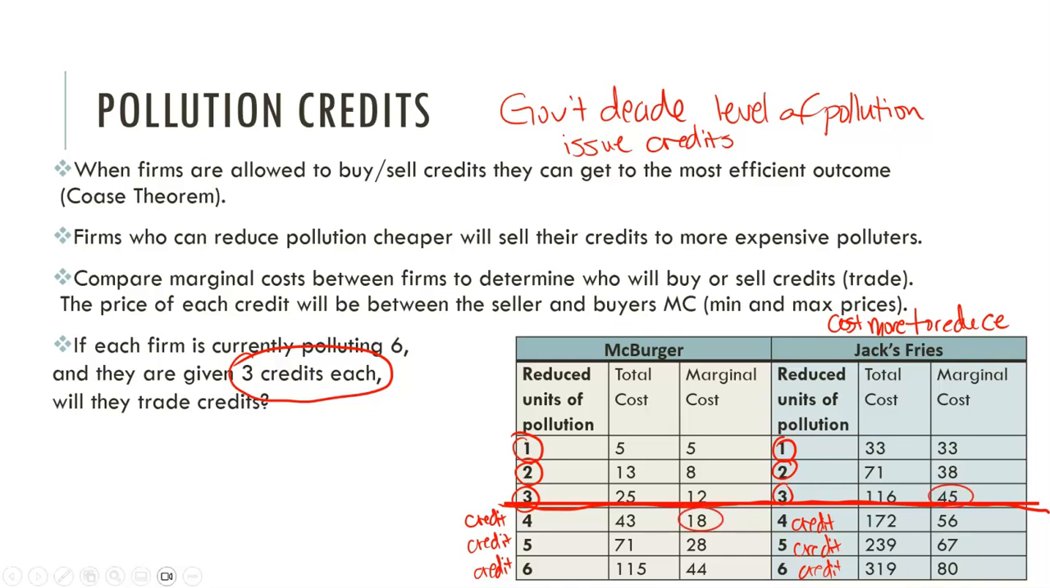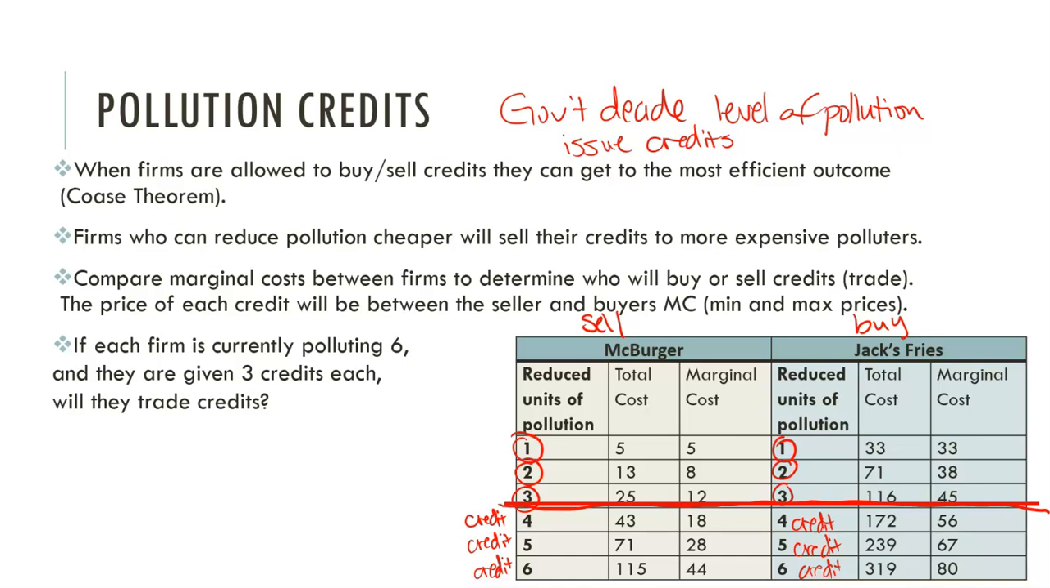And so what we want to see is, will they trade with each other? Okay, so we're going to start at this line, and we're going to say that McBurger would be the one to sell credits, and Jack's Fries is the one who's going to potentially buy credits. And that's because of their marginal cost. McBurger is cheaper than Jack's Fries.